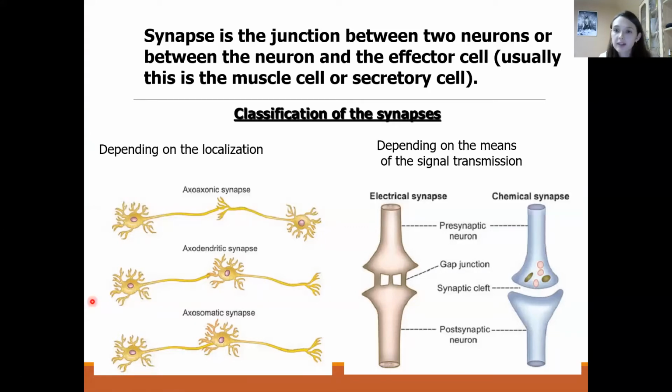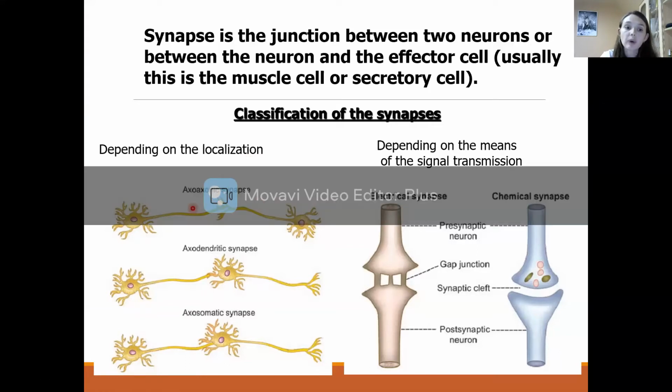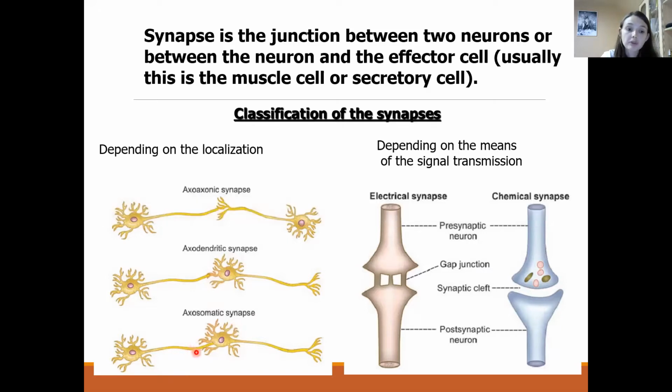How can we classify synapses? We can classify them in two variants. The first variant depends on the localization. It could be axoaxonic synapses, a junction between one axon and another one, axodendritic synapses, a junction between an axon and the dendrite of a nerve cell, or axosomatic synapses, a junction between an axon and a somatic cell. The soma cell, in our case, will be represented by the muscle cell or secretory cell.